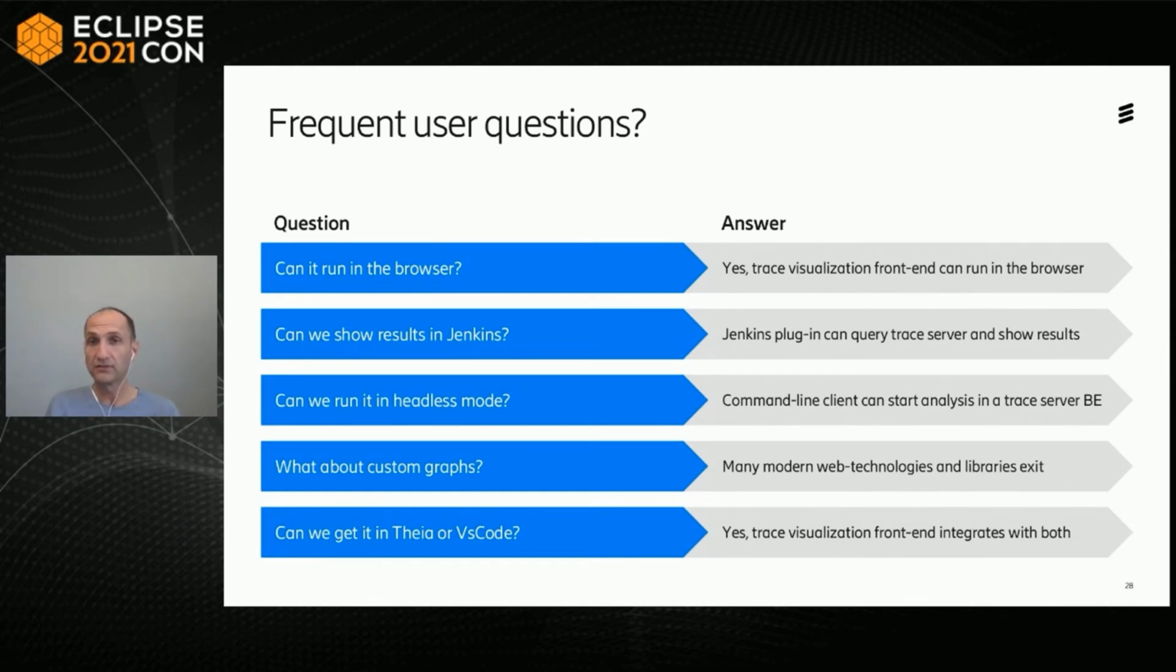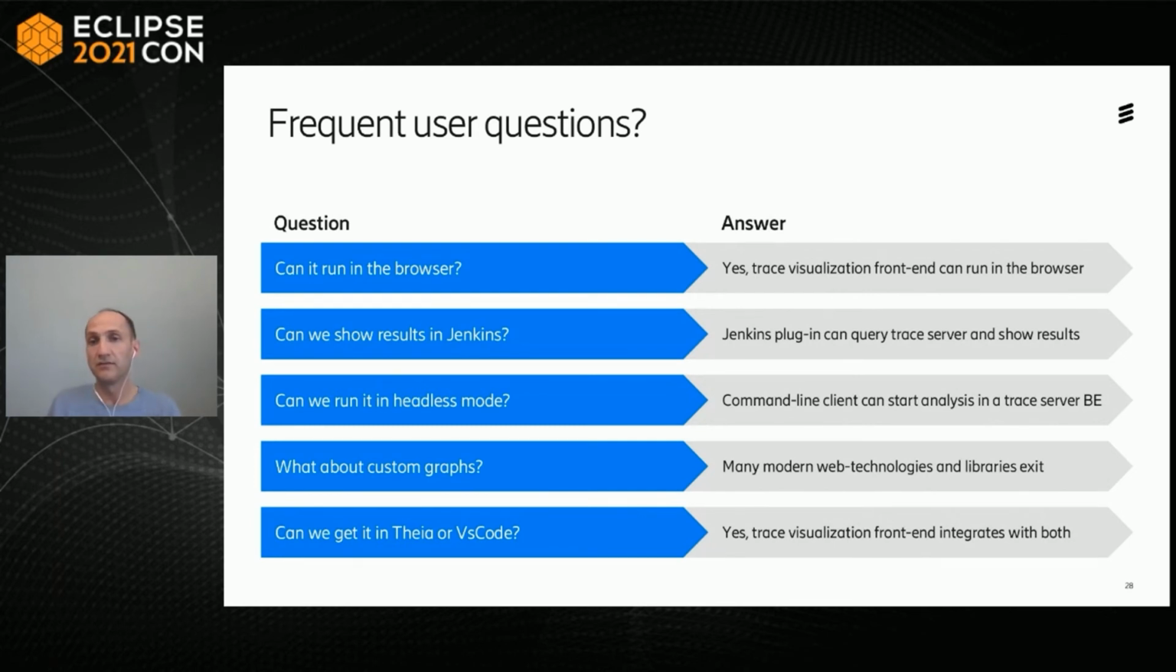Can we see results in Jenkins? Yes, it's possible to write a Jenkins plugin using the different components and show some results. It hasn't been implemented, but the opportunity is there now. Headless mode, yeah, having the Python client, we can do some scripting and trigger analysis without the UI, and that as well can be started from a Jenkins job.